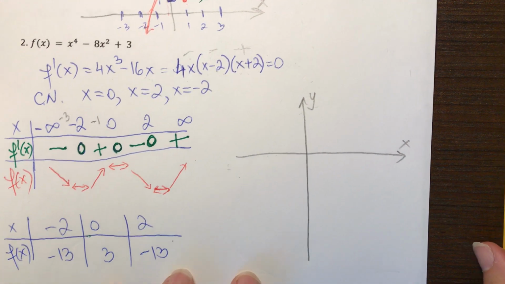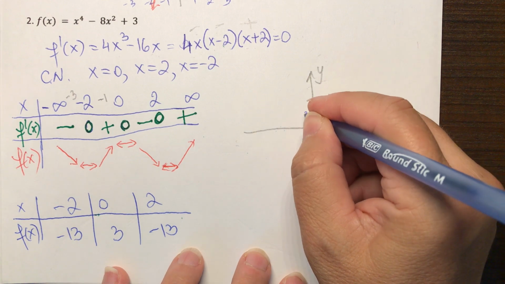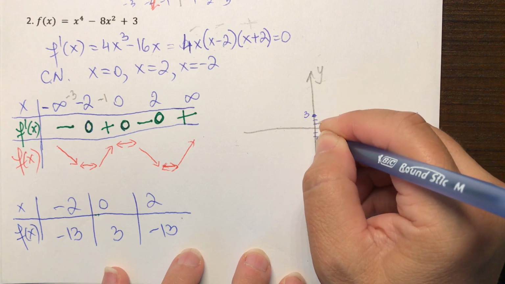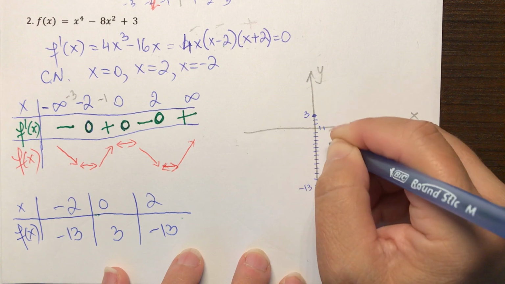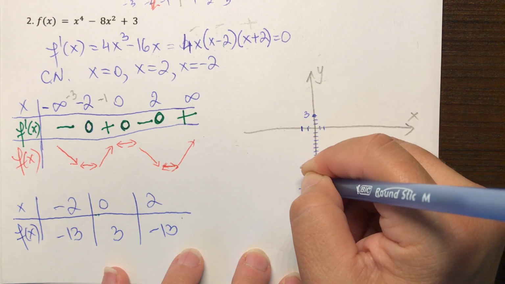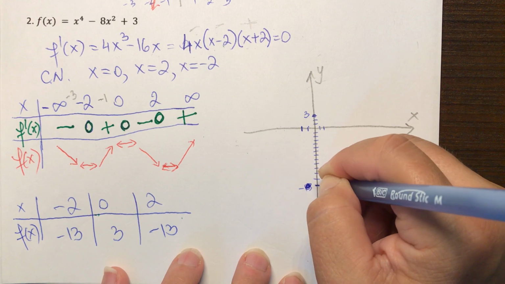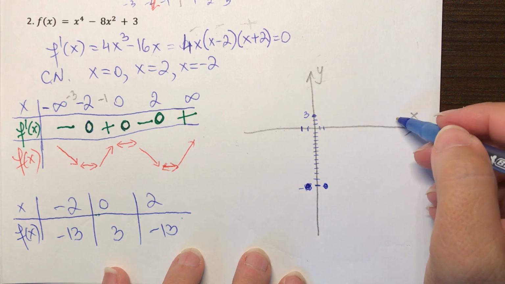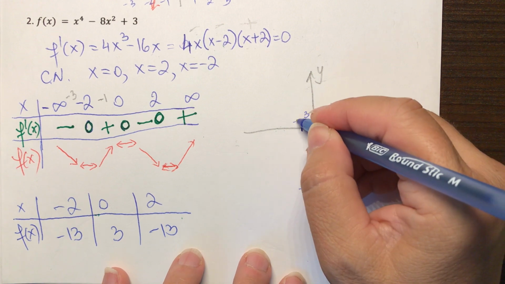Okay, so we know that these are the important points I have. (0, 3), (2, -13), and (-2, -13). By the way, you don't have to keep the same units on the x and the y-axis. So if these are the ones on the y-axis, the ones on the x-axis could be way larger. It doesn't matter, but fine. I kept it consistent. You don't have to, though.